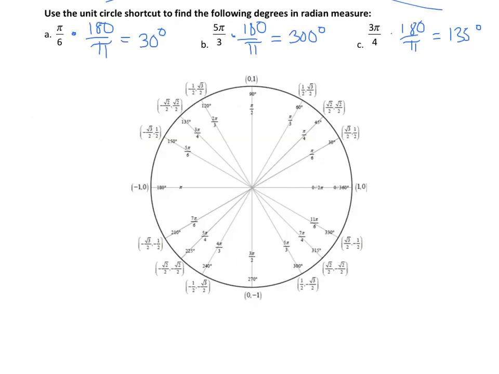Now again, the sooner you memorize the unit circle, the easier these will be. As you can see, pi over 6 is 30, 5 pi over 3 is 300, and 3 pi over 4 is 135. So memorizing all the angles on the unit circle will make your life so much easier.